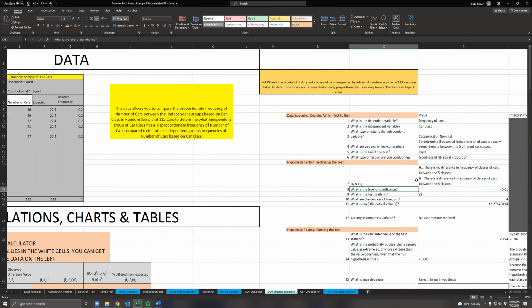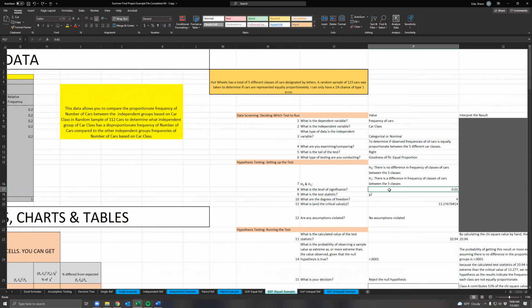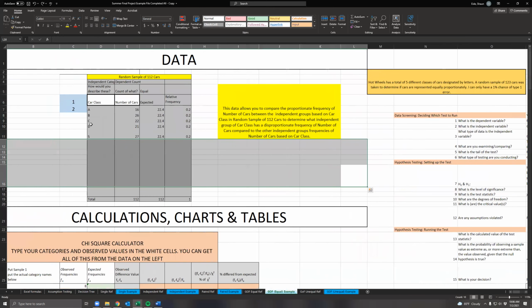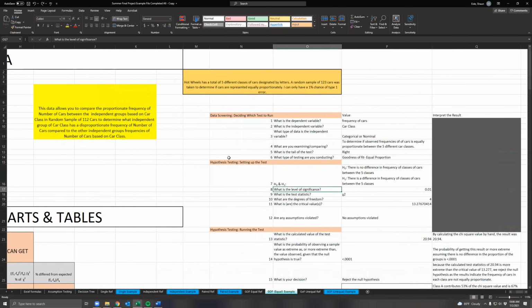Oh, sorry, I skipped over. What is the level of significance? I can only have a 1% chance of type 1 error. So in other words, we've got 0.01, then we've got the test statistic of chi-squared. What are the degrees of freedom? The degrees of freedom is the number of classes. So there are 5 classes minus 1. 5 classes minus 1. So that is going to be a total of 4.